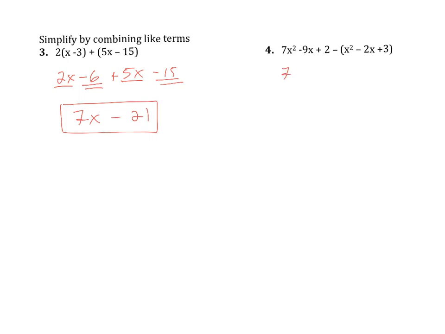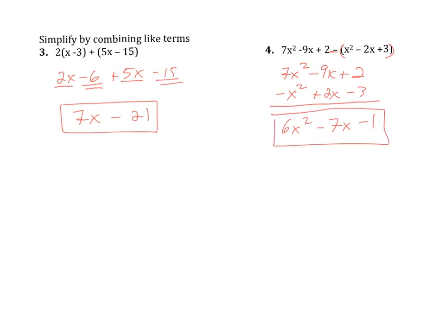We have 7x squared minus 9x plus 2. And now this parentheses, this whole thing is being subtracted. So what I'm going to do is distribute the negative and write the common terms under them. So this would be negative x squared minus -2x, which is plus 2x, minus 3. And then I can just add our common terms. 7x squared minus x squared is 6x squared. -9x plus 2x is -7x. 2 minus 3 is -1.